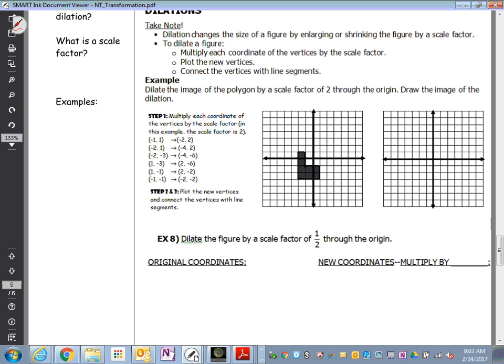So look, here, step 1. In this example, the scale factor was 2, so we multiplied each coordinate by 2. That's all you do. Multiply each coordinate by the scale factor, and then you draw it. That's all you do. Okay? So, in this one, we dilate example 8.